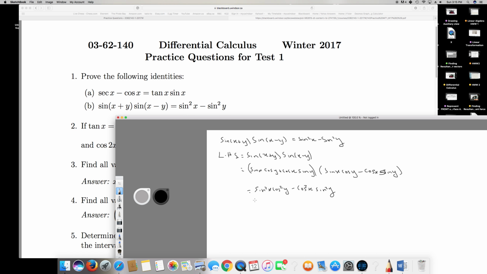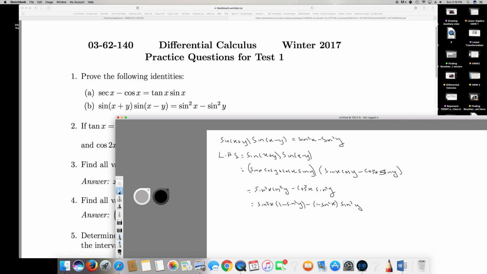So instead of cos square y, I'm going to put 1 minus sine square y. So sine square x multiplied by 1 minus sine square y, and I have to get rid of all the cos's here. So here cos square x is going to be 1 minus sine square x, sine square x, and sine square y.